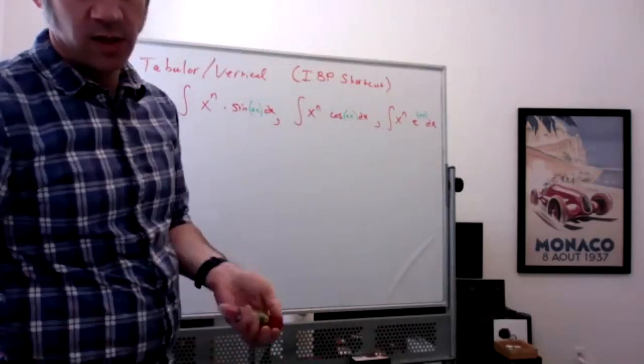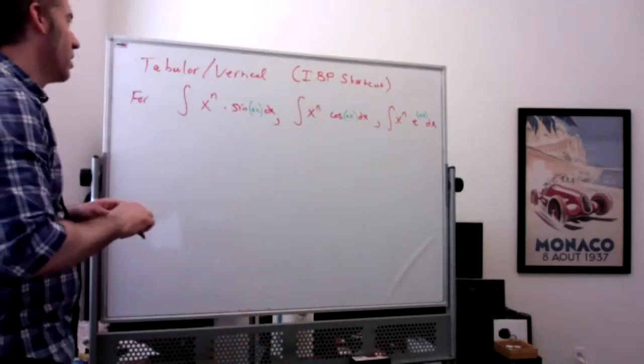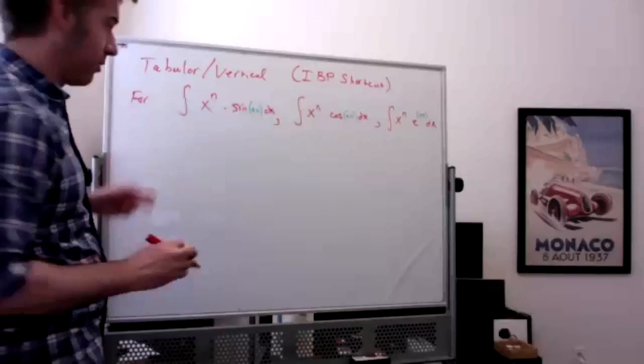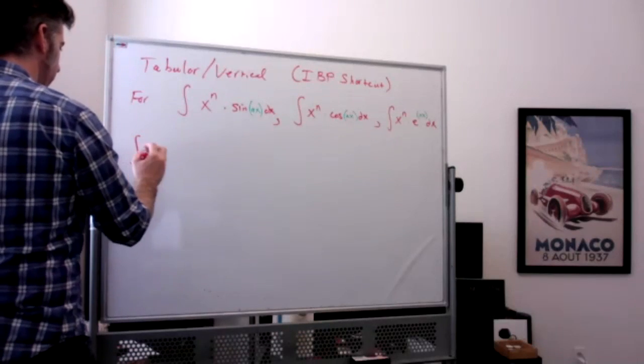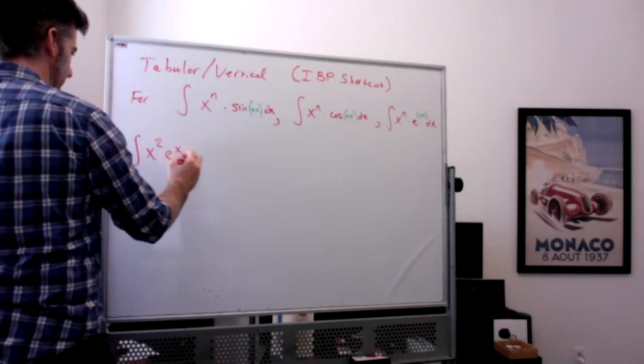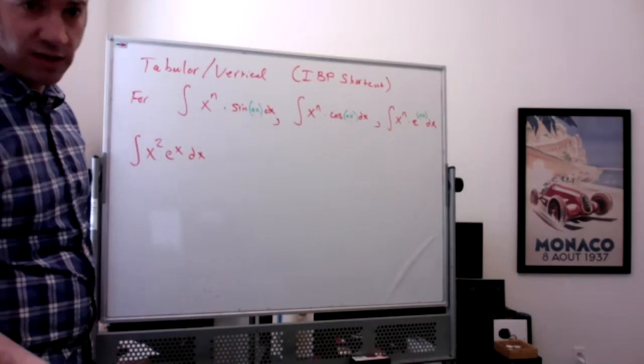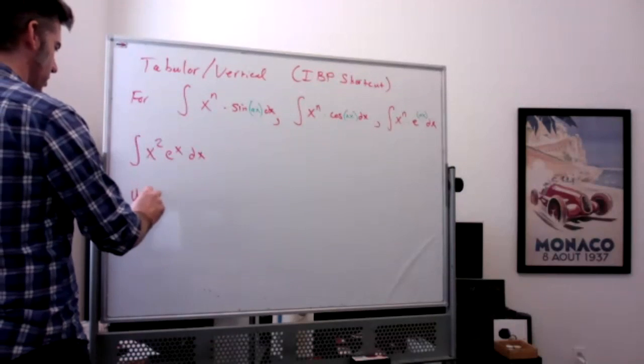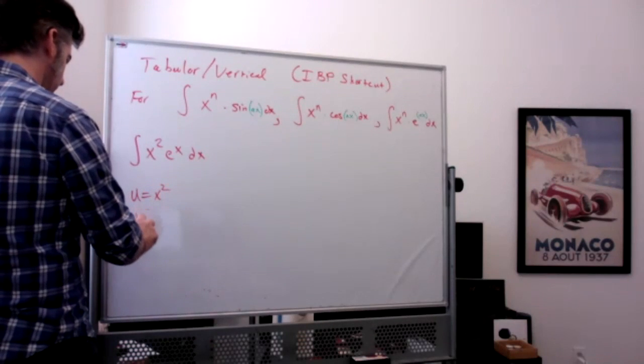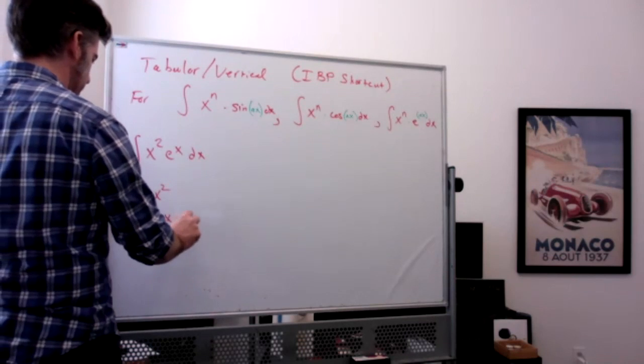Okay. So let's do the one we have, right? We were doing the integral of x squared e to the x dx. And here's how it's going to work. You're still going to pick your u and your dv the same way. So u is still going to be x squared, dv is still going to be e to the x dx.